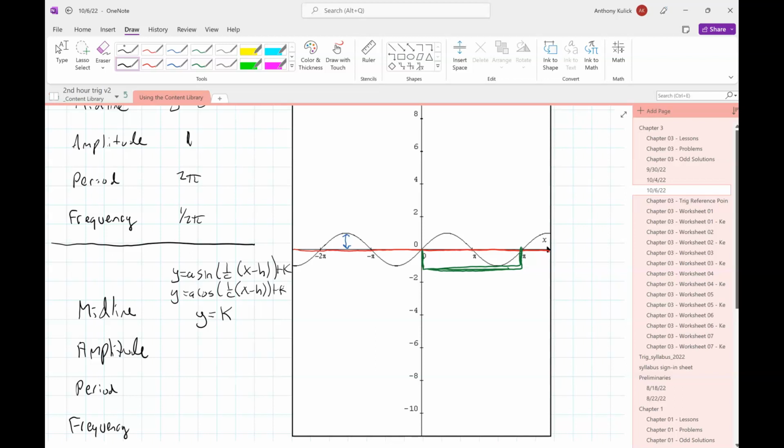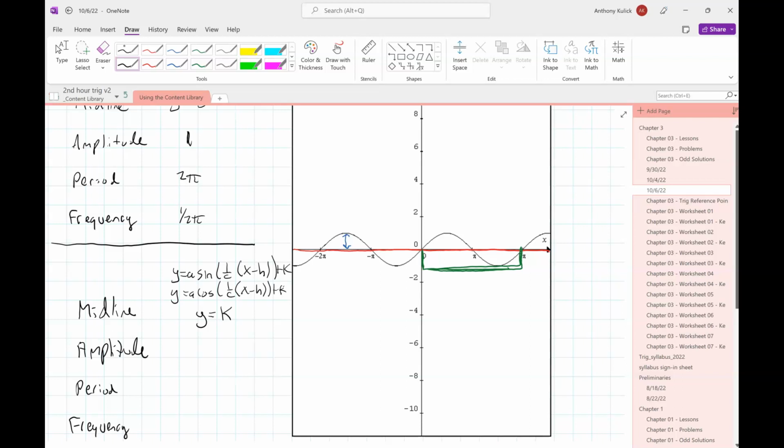Okay, let's talk about the amplitude. What type of transformation or transformations will affect the amplitude? A vertical stretch or shrink. Very good. So if the amplitude was originally 1 and we stretch it by a factor of 2, what will the new amplitude be? 2.